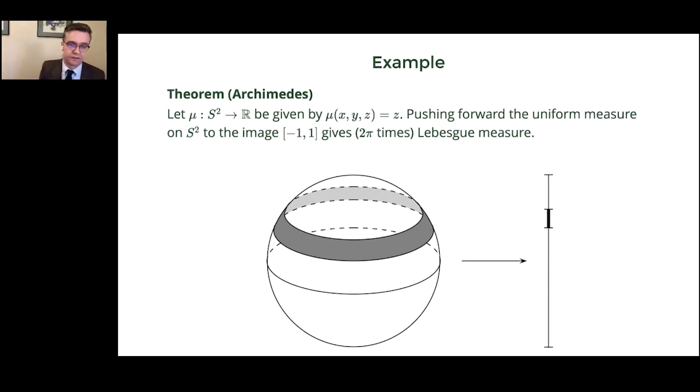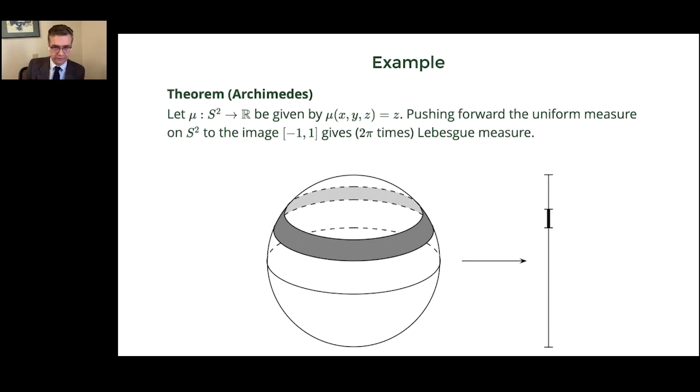So I have this circle action on S2. The associated moment map is just recording the z coordinate, and then again, this is basically Archimedes' theorem. Pushing forward the uniform measure on the two-sphere to the image, which is the interval from -1 to 1, which notice is convex, gives exactly 2 pi times Lebesgue measure.